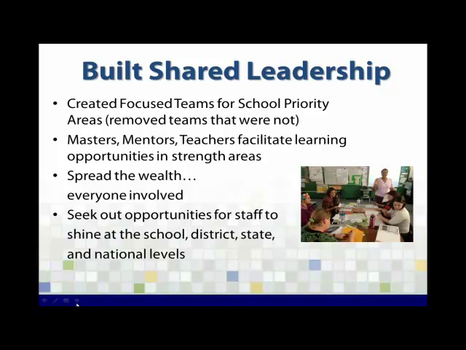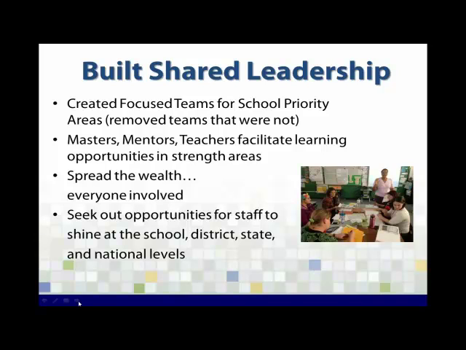Which of these teams were really working towards our vision and the goals that we had set forth for our school, and which were some of the other teams where we were working hard but maybe it wasn't the right work? So we decided which were our priority areas, and we put heavy emphasis on those teams and made sure that we had all teachers a part of those teams. And then we also removed a lot of teams.